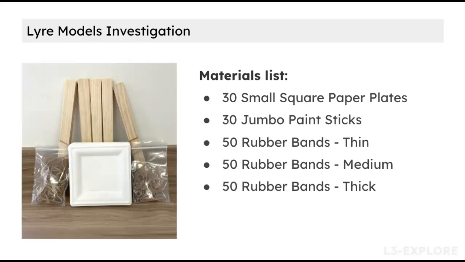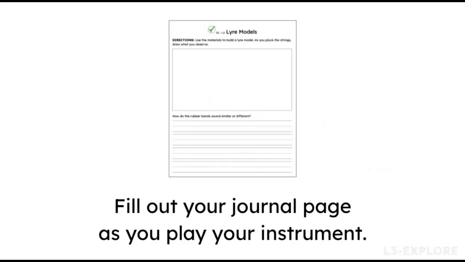For the Explore portion, you'll put students into groups and provide them with enough materials to make their own lyre to take home. Be sure to see the teacher tutorial for this activity, linked in the teacher guide. Once the lyres are made, you'll have students pluck the different lyre strings and make observations about how they move and how they make sound on the Lyre Models Student Journal page.